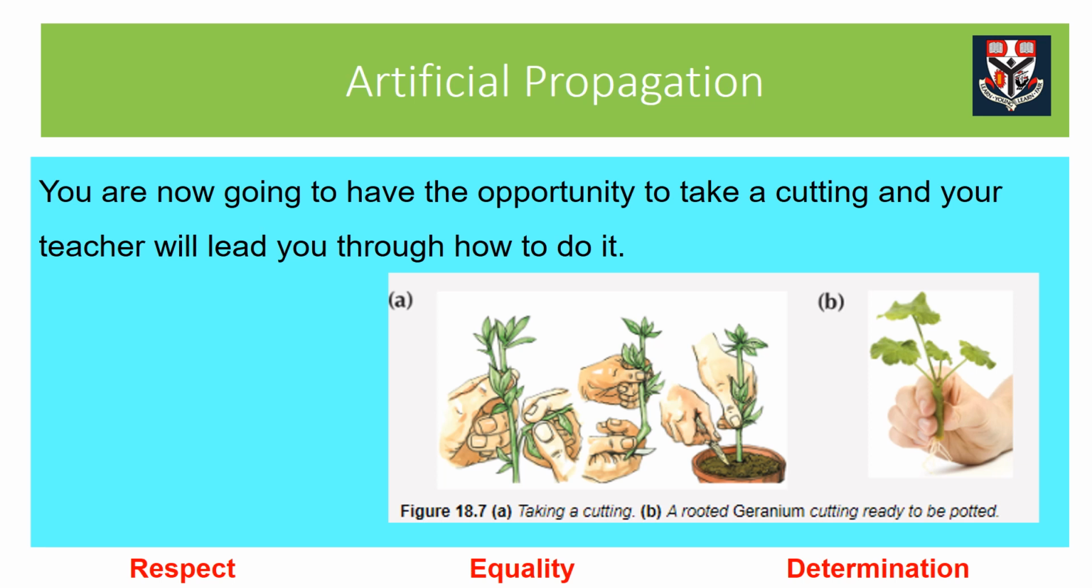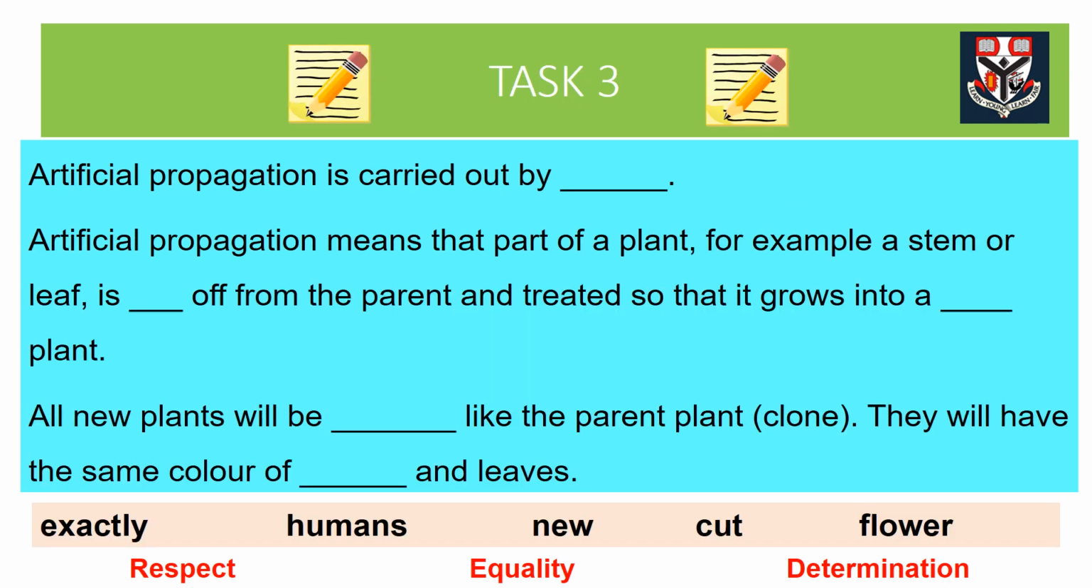In class, you would be given the opportunity to carry out artificial propagation by taking a cutting from a geranium plant. You have a task to complete. Using the word banks, complete the statements appearing on the screen. The answers to these statements will appear in the next part of the video.